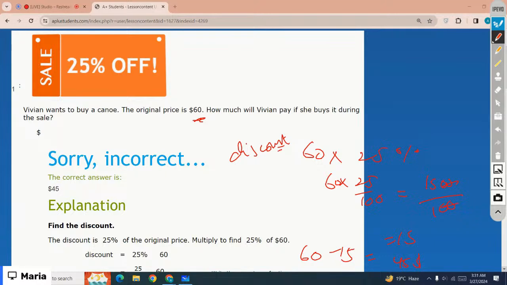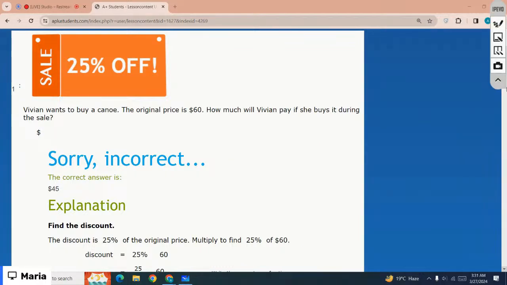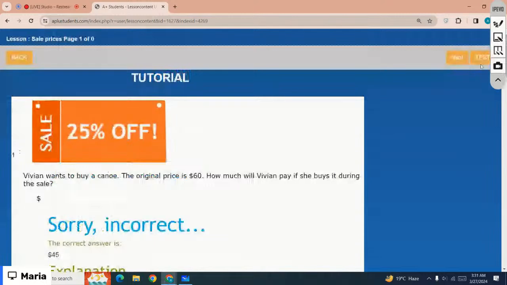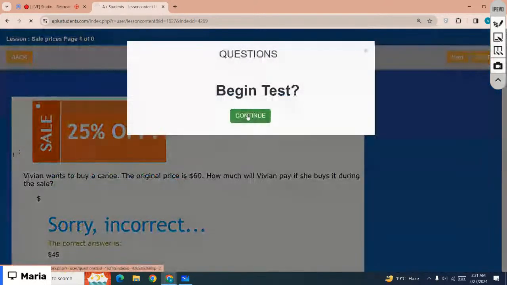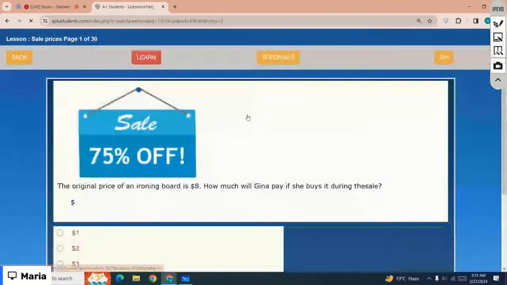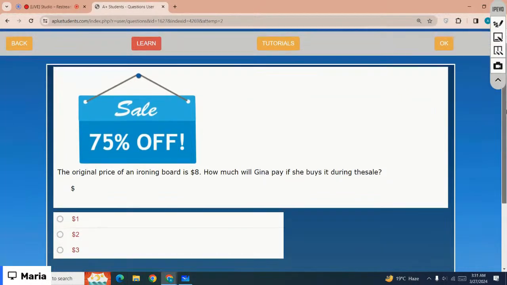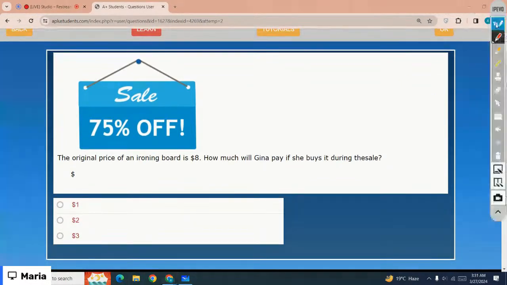Okay, let's just start with the practice question, then that would be more clear. Okay, the original price of an ironing board is $8. How much will Gina pay if she buys it during the sale? Okay, that was on 75% off, right? So simply calculate 75% on $8, right? That is the discount.